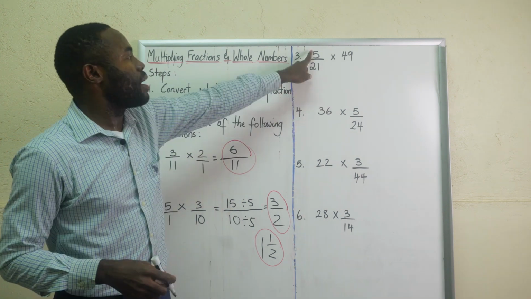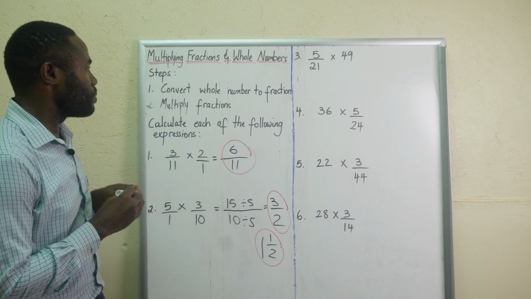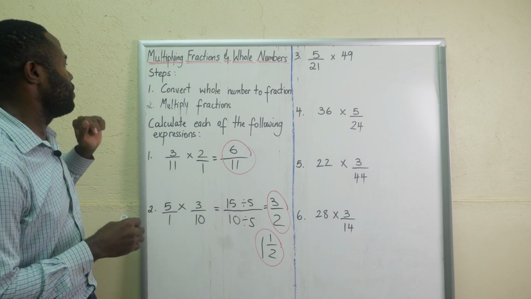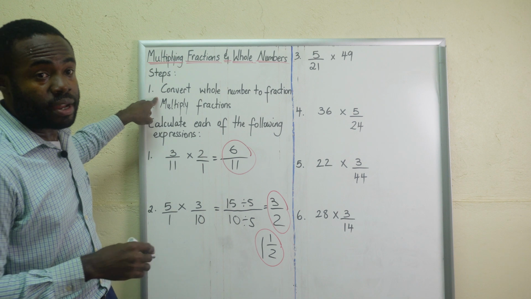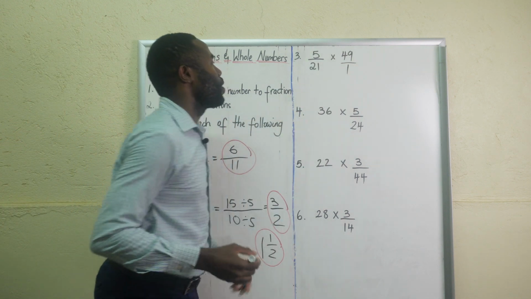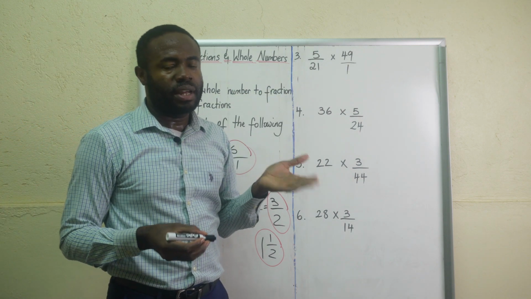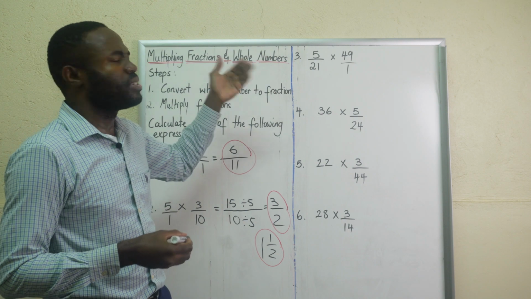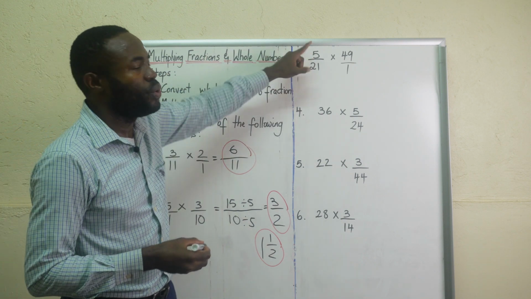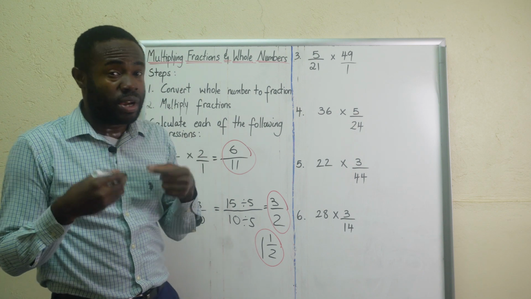Let's look at this one, 5 over 21 times 49. Now, our whole number is 49. And the first step is to divide it by 1. All right, so we'll put it over 1. Now, we can multiply 5 times 49, no problem, right? But as the numbers get larger, what I recommend is to assess your numerators and denominators and look for the opportunity to reduce or cancel them.